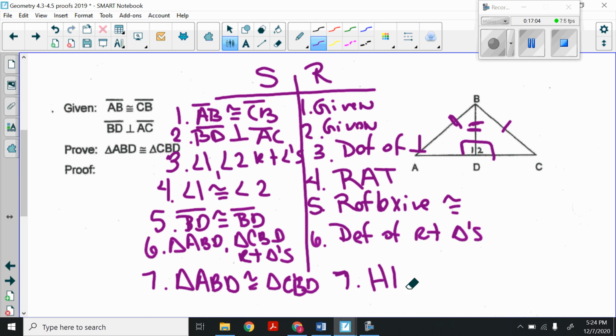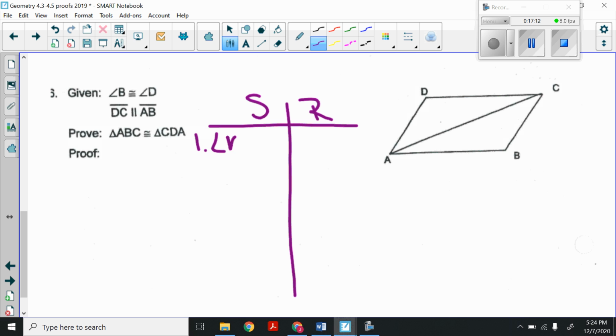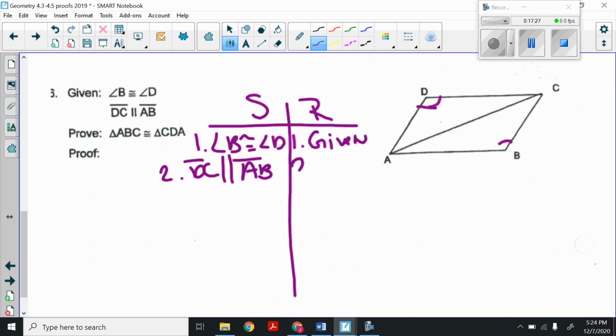All right, so let's look at one more together. So this picture can make our tables. So number 1, they told me angle B congruent to angle D, given. And then we're going to come over here and mark that. B and D both get an angle mark. Then they told me segment DC parallel to segment AB, also given.